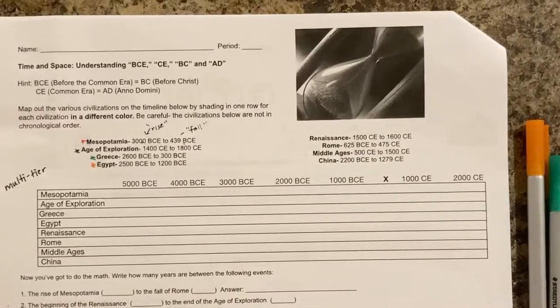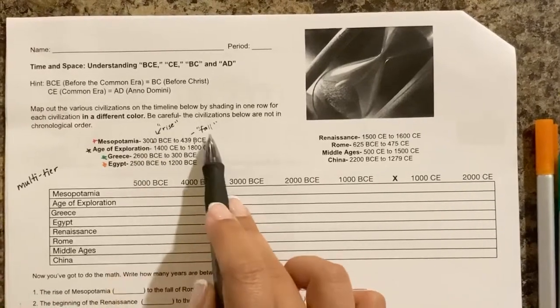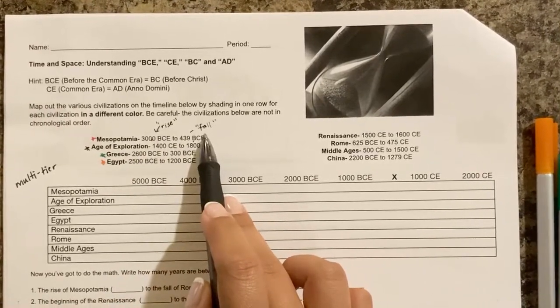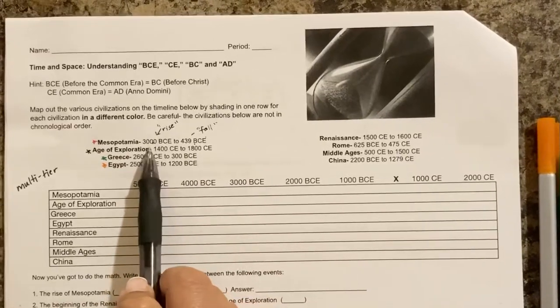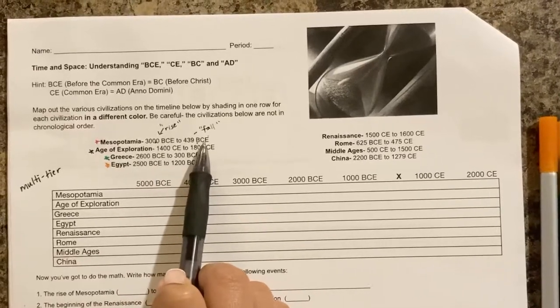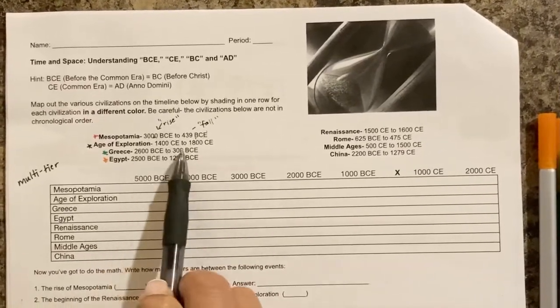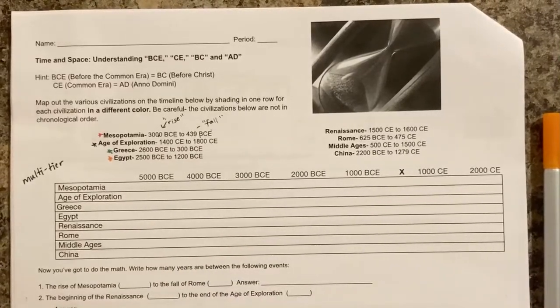Down here in these questions, it's going to ask you about the rise and fall of the civilization. And what it's referring to is the information you've been given here, which is when it began and when it ended. That's given to you for every civilization, so you're going to need that later on.